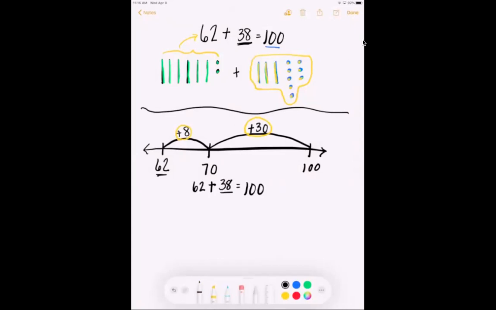Using two strategies also helps me to make sure that my answer is correct. I got 38 using my number line strategy, and I also got 38 using my tens and ones strategy. All right, I'm going to show you one other way today. I'm going to draw a nice line under that.